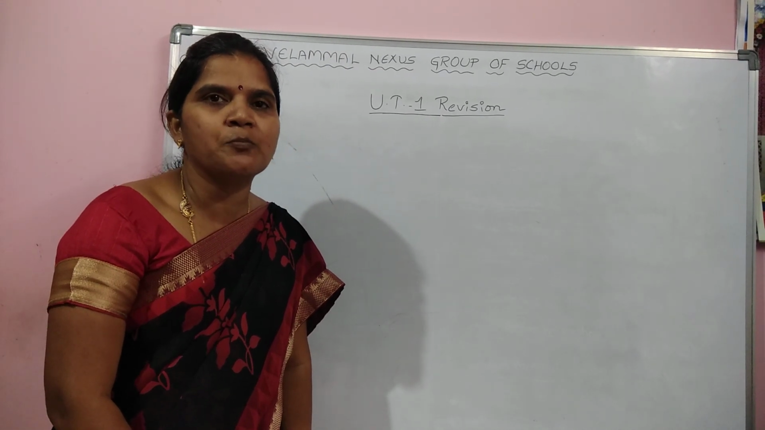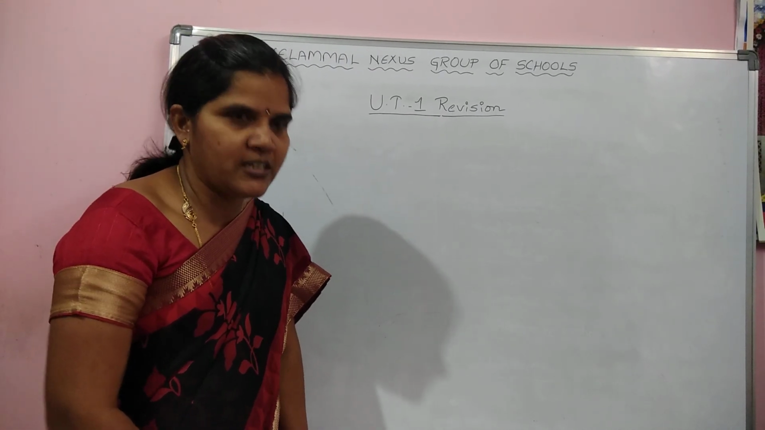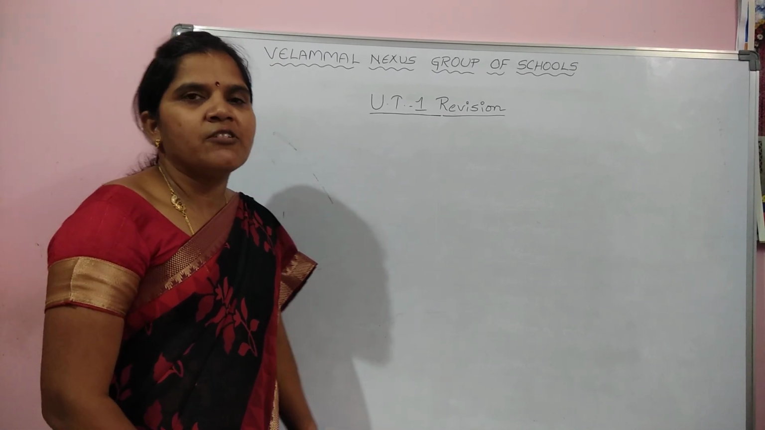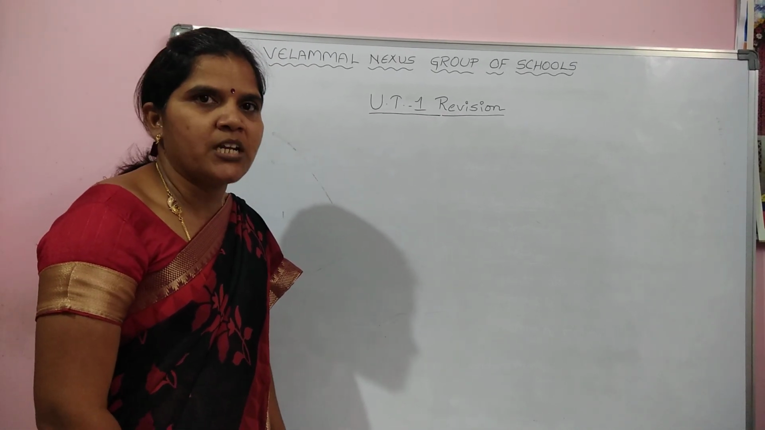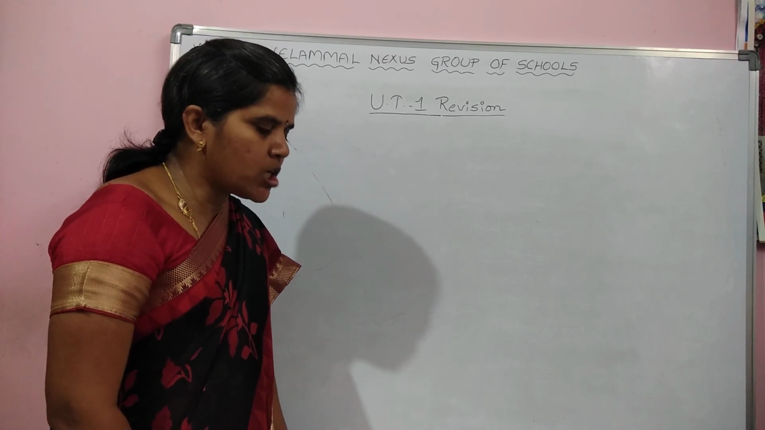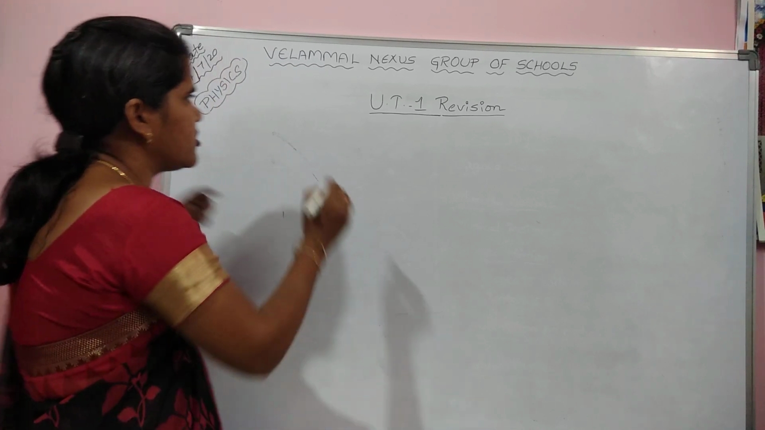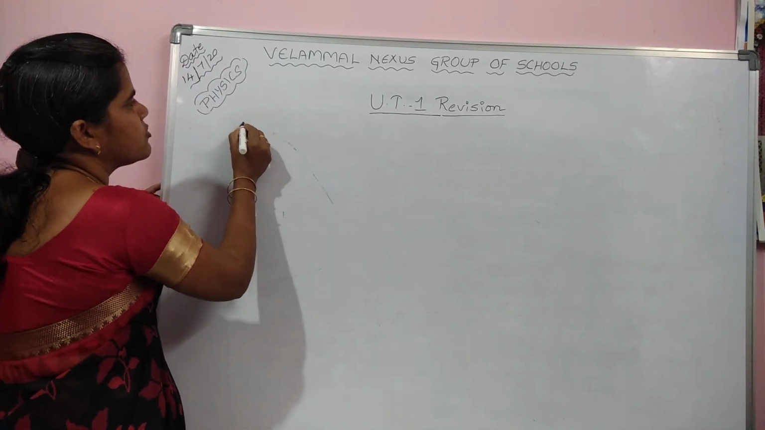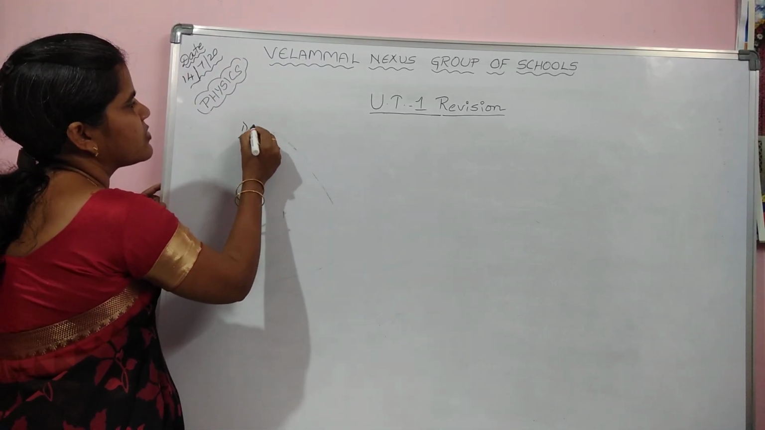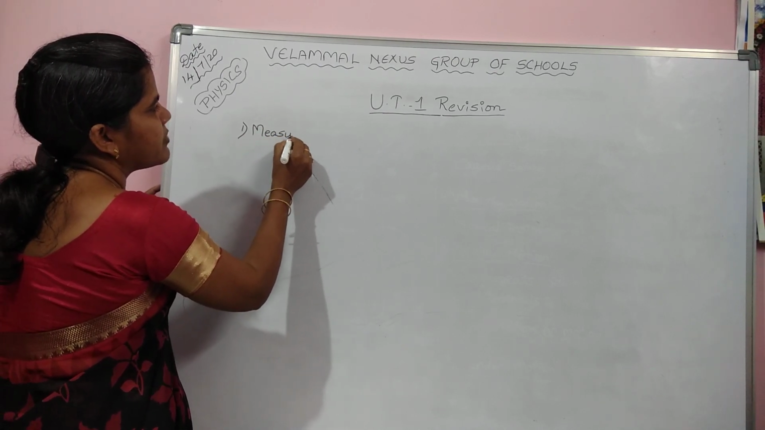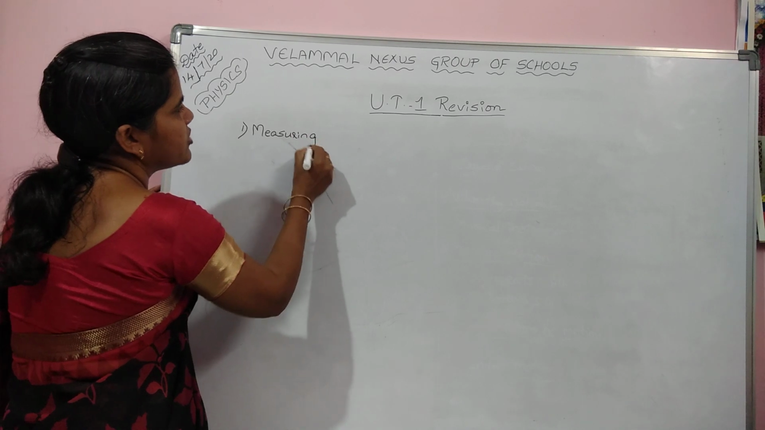Let us revise those bits, children. The first bit is: listen carefully, note down the answer, and check the answer along with me. The first bit is the measuring device used to find the width of a tree. I repeat, the measuring device used to find the width of a tree. What is the answer, children? It's nothing but a measuring tape. Right answer, measuring tape.